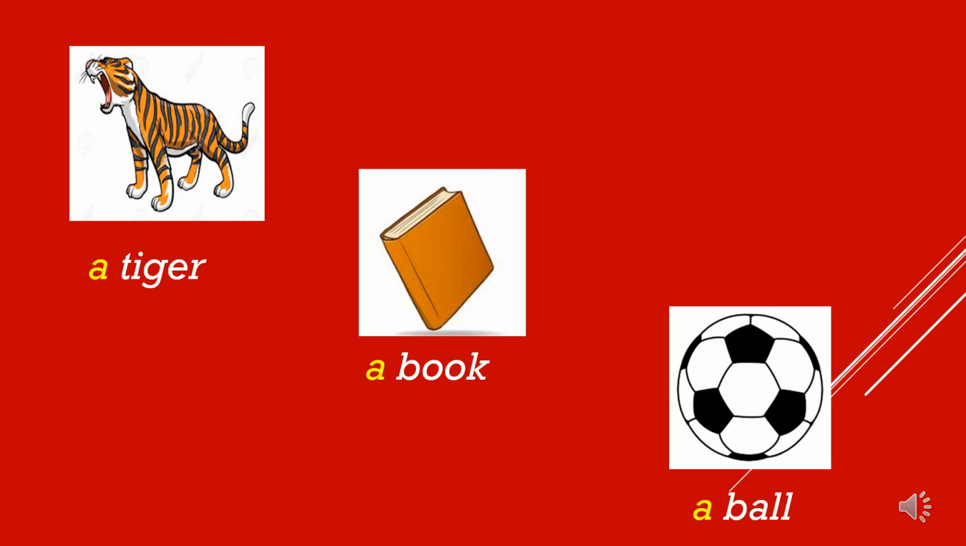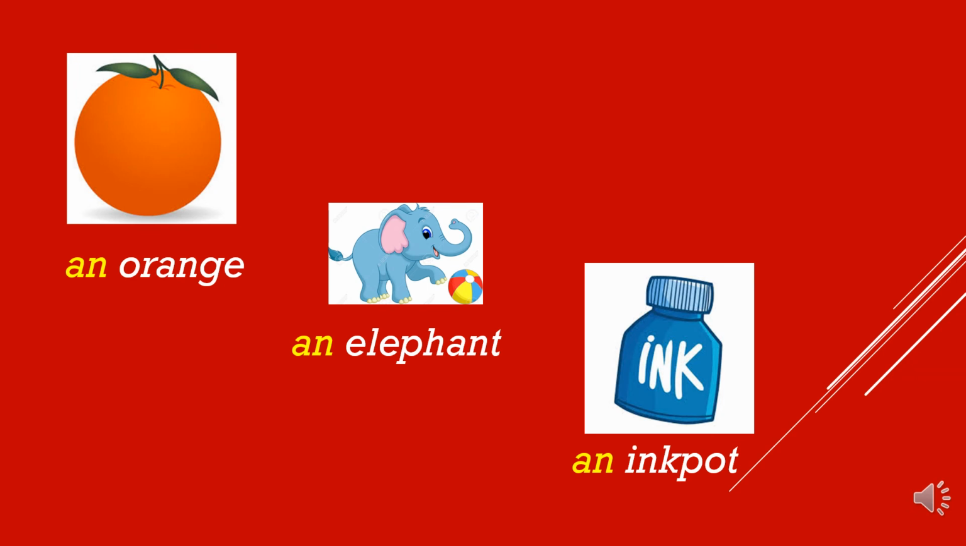I have already discussed with you in a book. Book is also starting with sound B, and ball is also starting with sound B. B is a consonant sound, and with the consonant we always put A. I hope all of you have understood these examples. Let's see another examples.